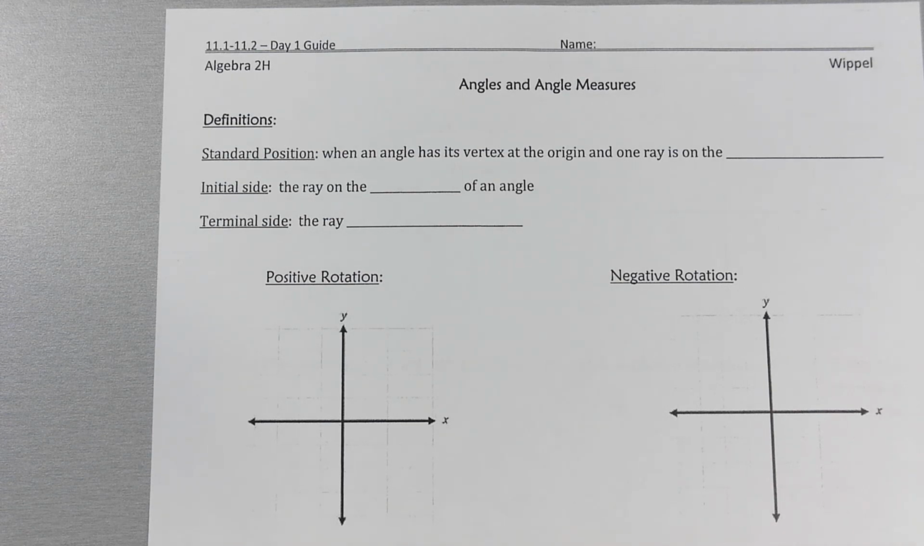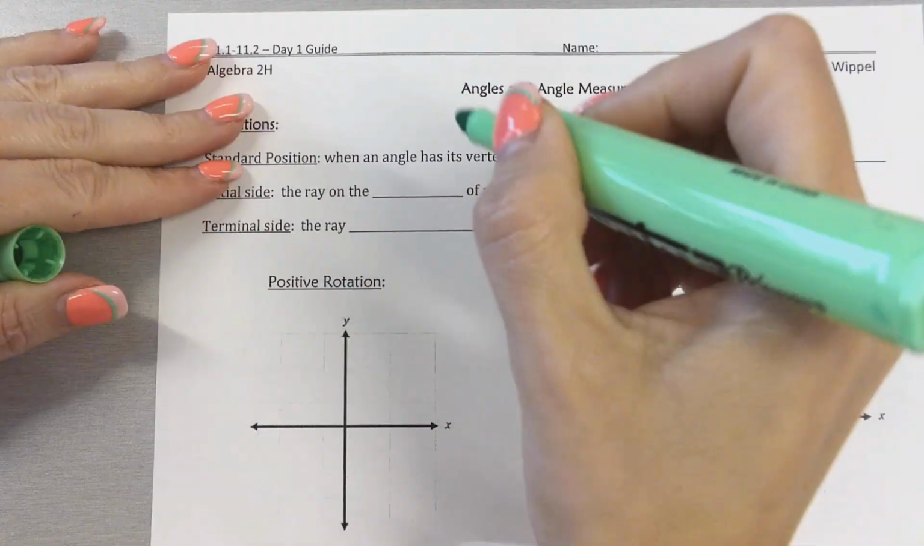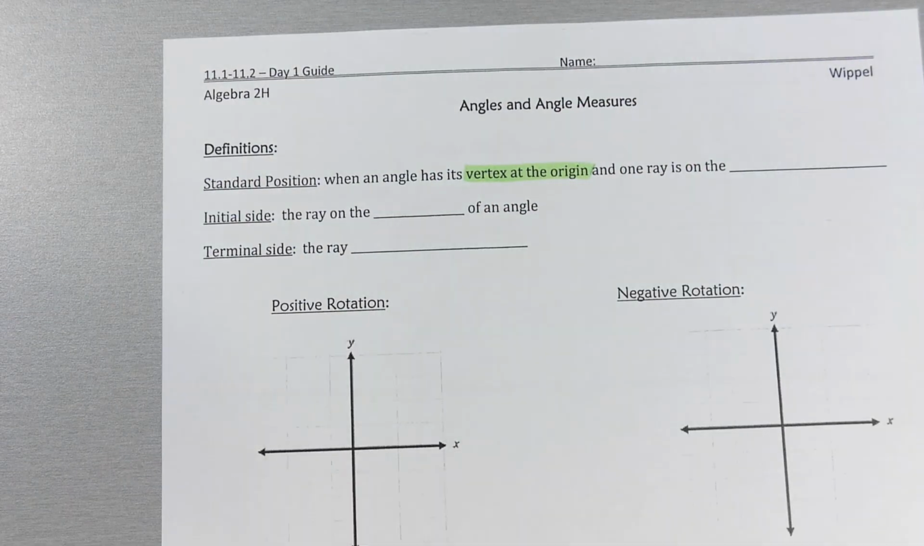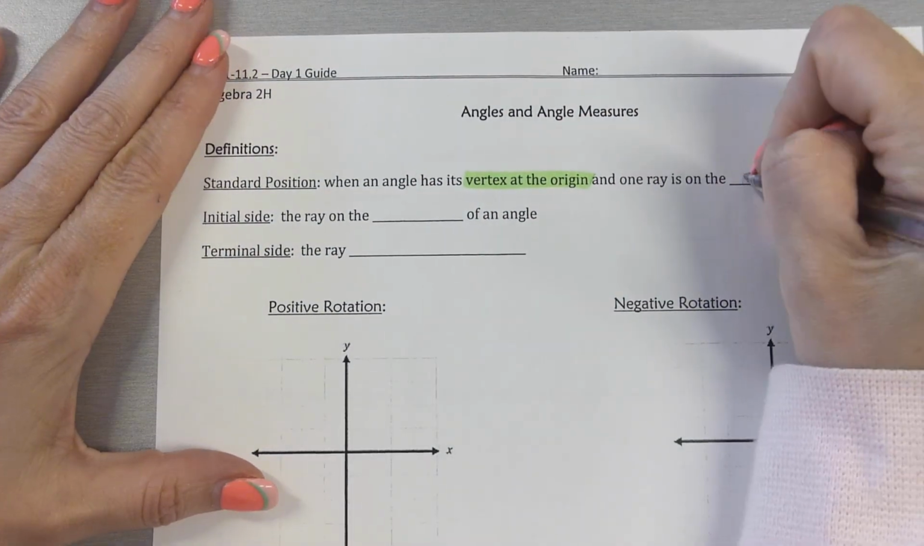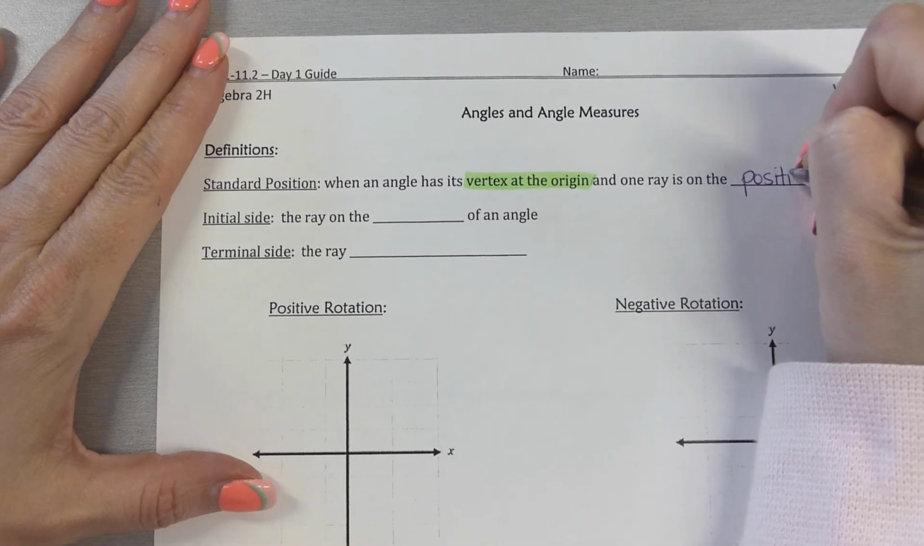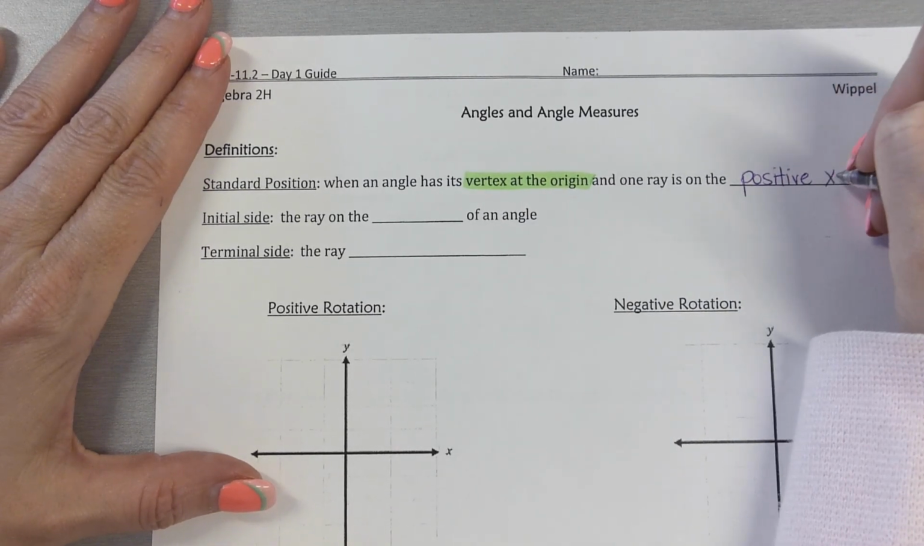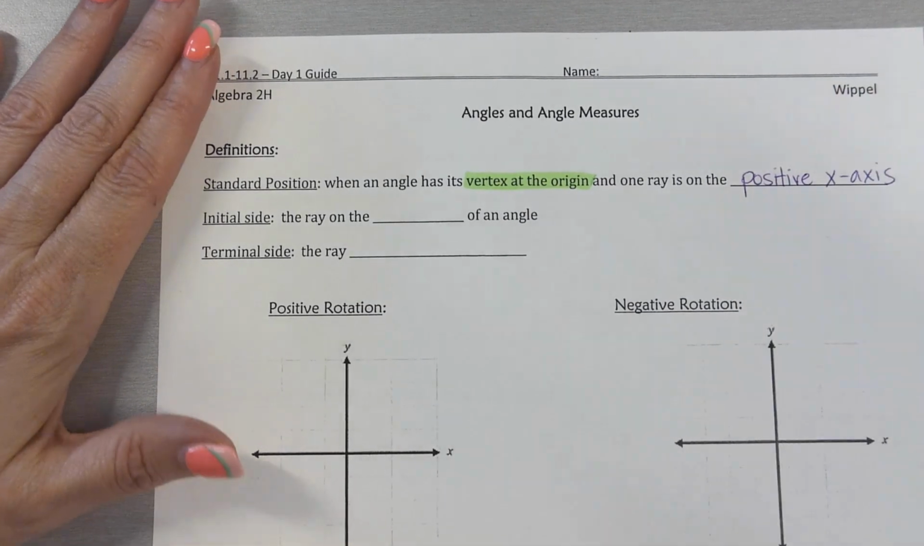Their focus is specifically angles and angle measures. And when we are drawing our angles, they are always going to be in what we call standard position. Okay, and the standard position is when the vertex is at the origin, and one of the rays that makes the angle is on the positive x-axis. Because there are two sides to the x-axis. There's the positive number side and the negative number side.